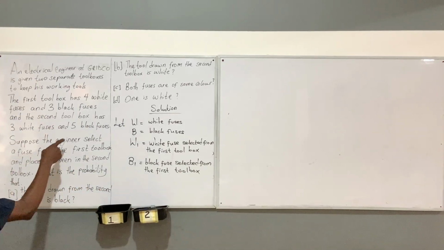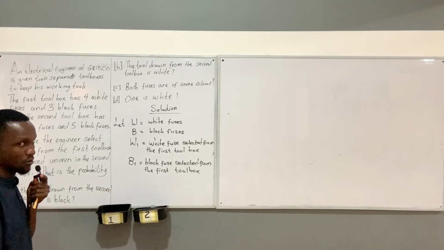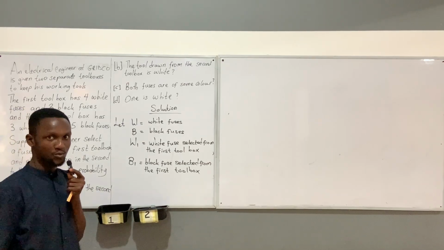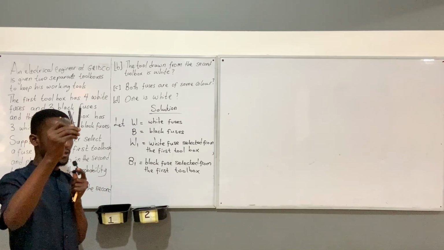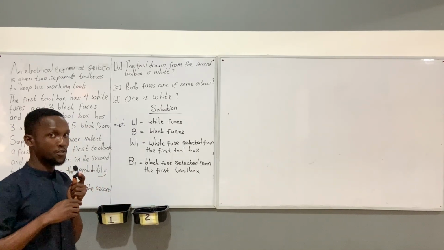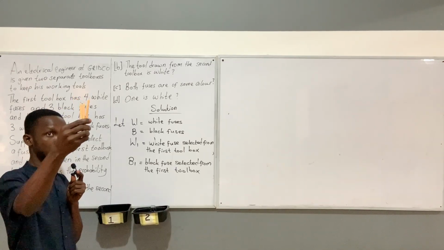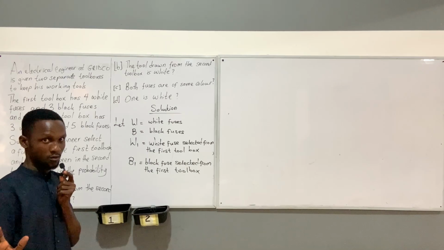Then the second one, we have 5 black fuses and 3 white fuses in the second toolbox, making it 8. So I have 2 here, 3, 4, 5. So let's drop it here. Then we have 3 white fuses, which is this. All right, are we all okay?